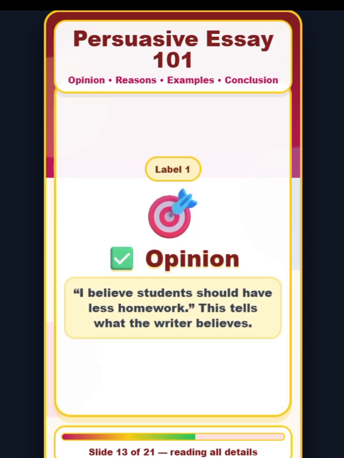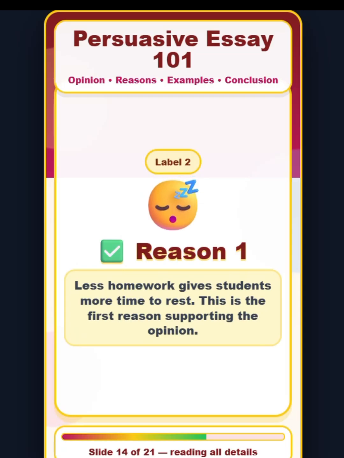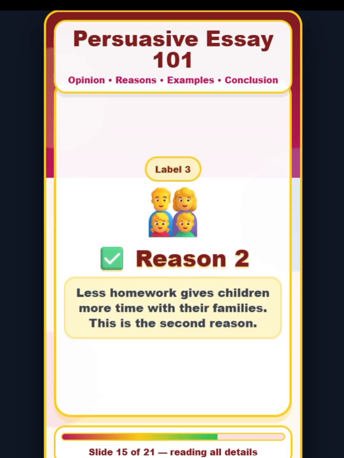Now, let us label the parts. Check. Opinion. I believe students should have less homework. This tells what the writer believes. Check. Reason 1. Less homework gives students more time to rest. This is the first reason supporting the opinion. Check. Reason 2. Less homework gives children more time with their families. This is the second reason.